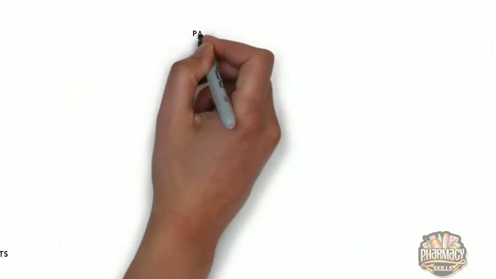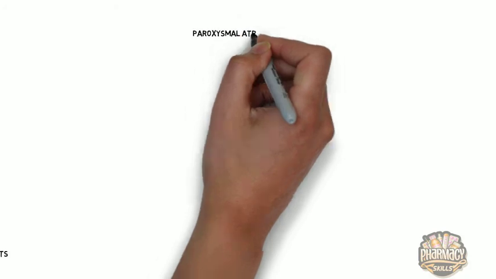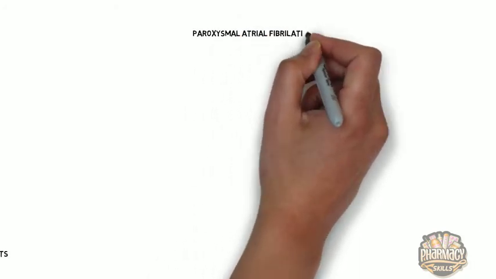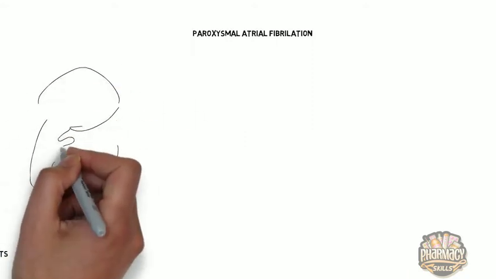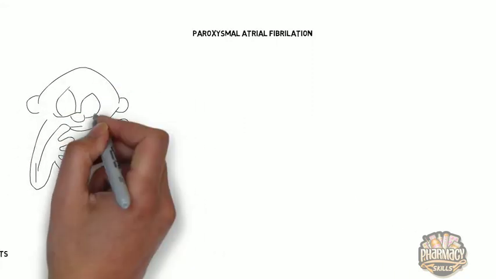Another type of arrhythmia is paroxysmal atrial fibrillation. Paroxysmal atrial fibrillation occurs when a rapid erratic heart rate begins suddenly and then stops on its own within 7 days. It is known as an intermittent atrial fibrillation and often lasts less than 24 hours.